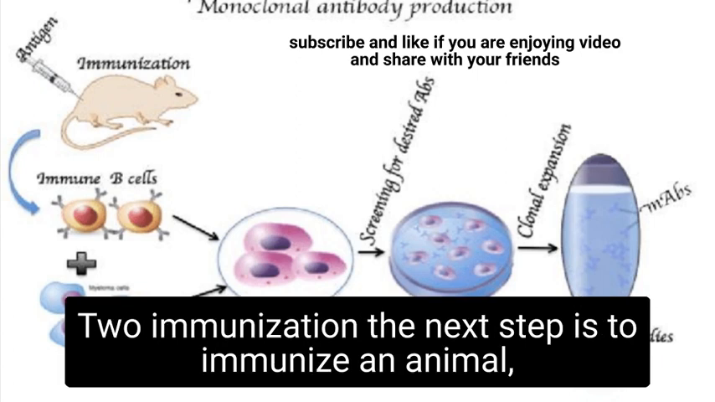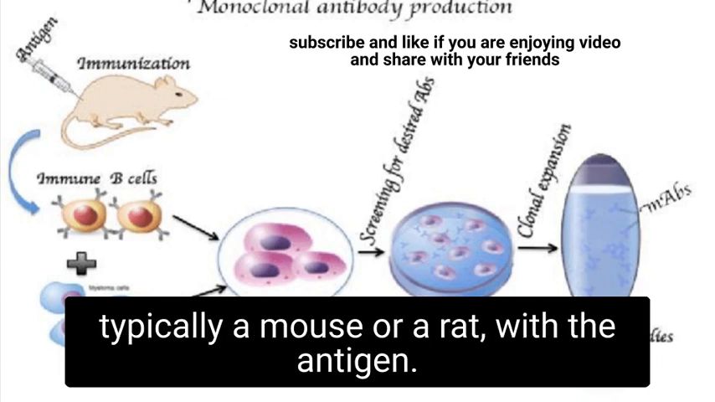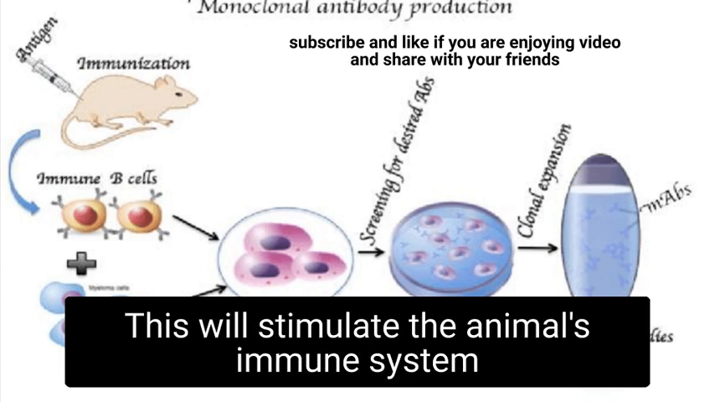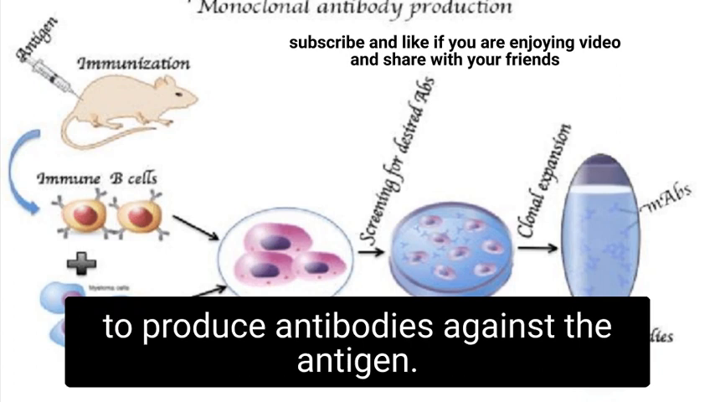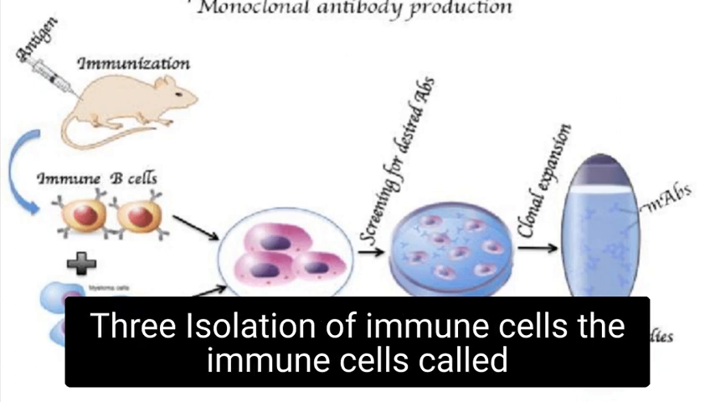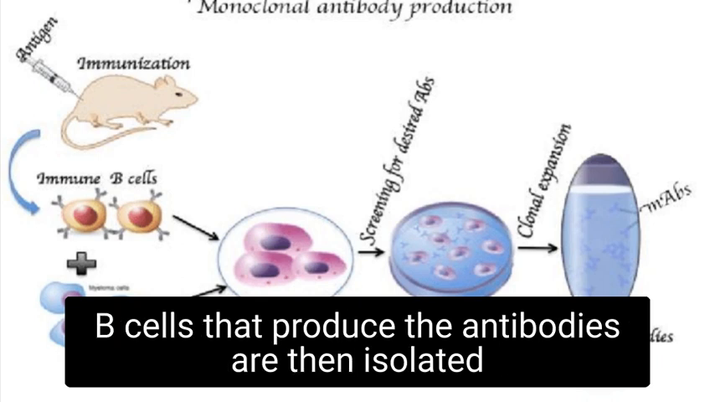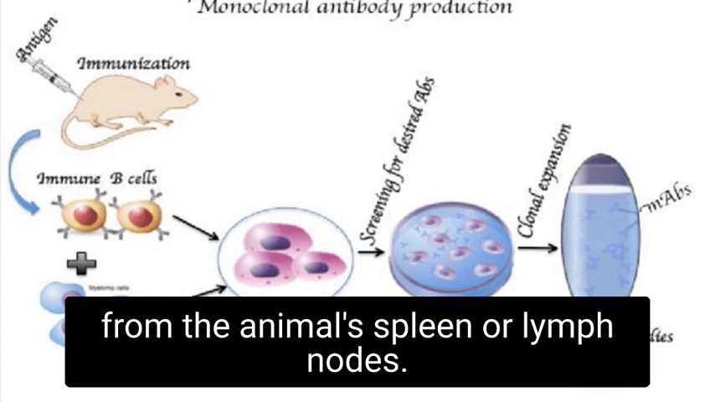2. Immunization. The next step is to immunize an animal, typically a mouse or a rat, with the antigen. This will stimulate the animal's immune system to produce antibodies against the antigen. 3. Isolation of immune cells. The immune cells, called B cells, that produce the antibodies are then isolated from the animal's spleen or lymph nodes.